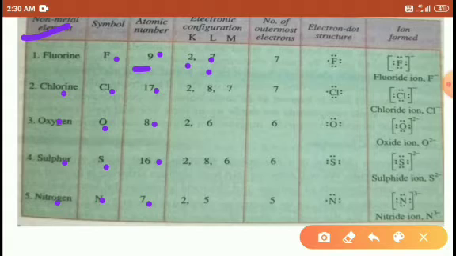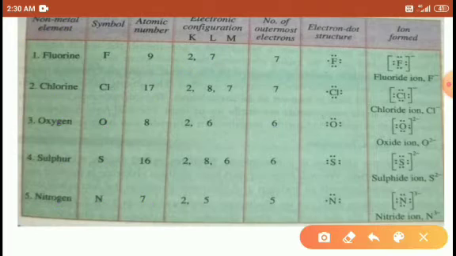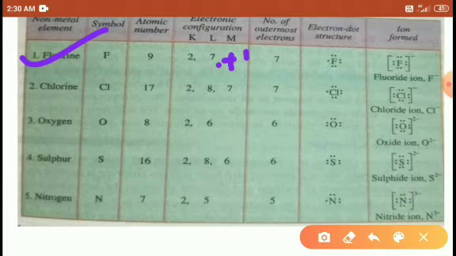In the last topic we discussed that a species having fewer than 8 electrons accepts electrons and attains the noble gas configuration. Right, students? So the number of valence electrons is 7. Chlorine also 7, oxygen 6, sulfur 6, nitrogen 5. So tell me, students, for formation of a stable configuration, how many electrons are needed? Fluorine has 7 outermost electrons, it needs 1 more.